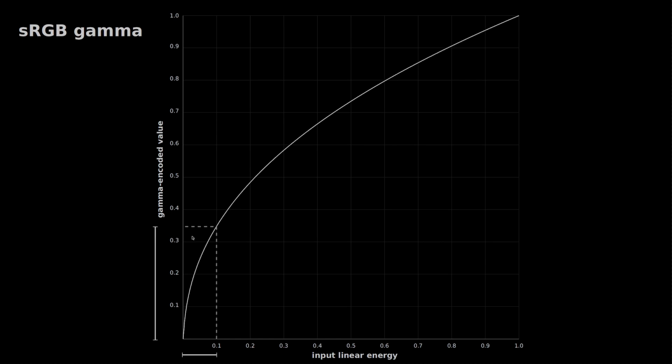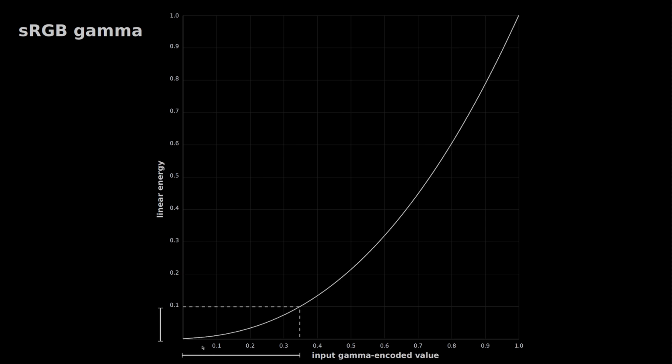Of course, once we've encoded our color this way, the numbers no longer correspond to the linear physical energy that was captured by the camera. So before we display it, we need to undo this process. And all we do is flip the axes here. So we turn the horizontal axis into an input gamma encoded value that was previously encoded. And the vertical is now the linear energy, the output linear energy that we want to display. And now it just does the reverse, right? This larger, about a third area gets mapped to this 0 to 0.1 area. So it just undoes it.